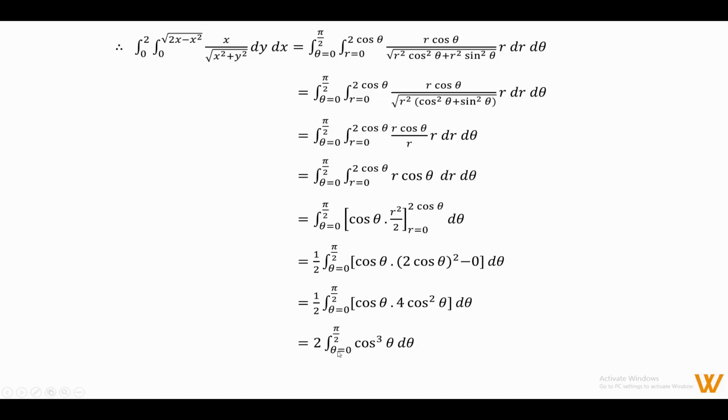Now find the value of this integration by using the reduction formula. We know the reduction formula: the integral from 0 to π/2 of cosⁿθ dθ equals (n−1)/n × (n−3)/(n−2) × ... × 2/3 × 1 if n is odd. Here n = 3 is odd, so by using this formula it equals 2 into... Now the value of this integration by the reduction formula is (3−1)/3, so 2/3 into 1, and the answer is 4/3.